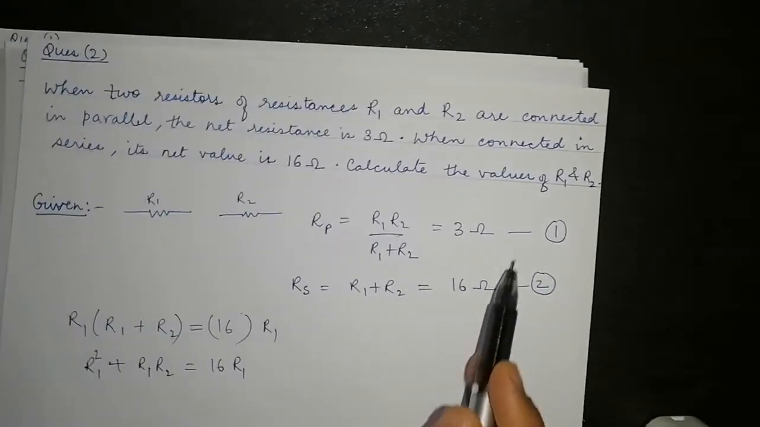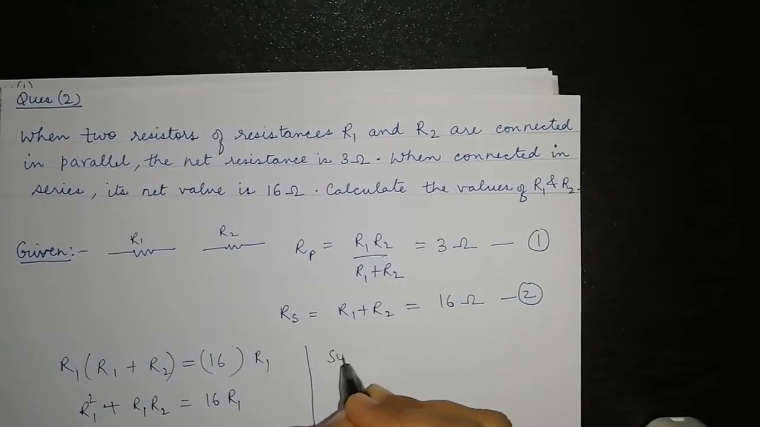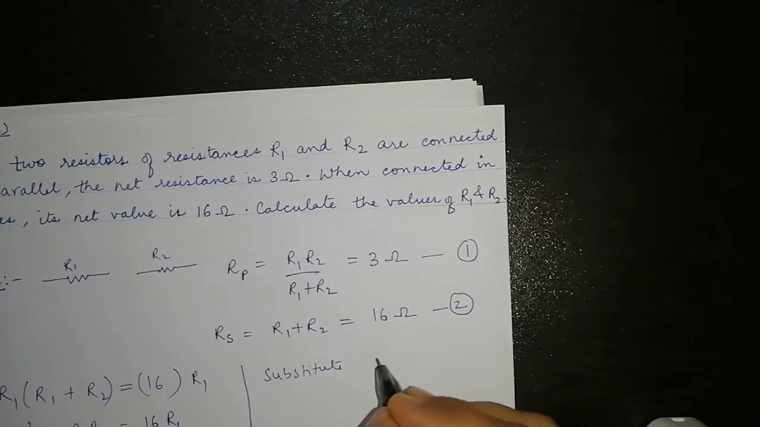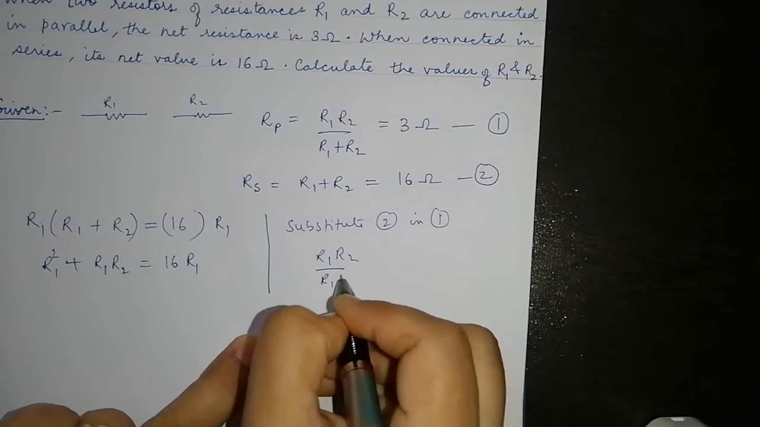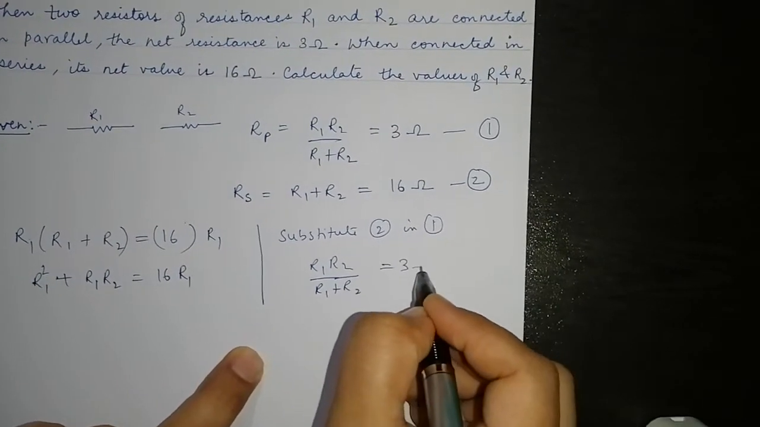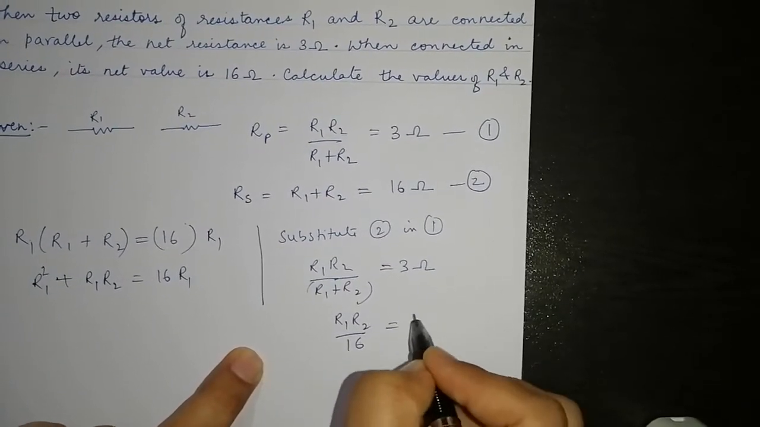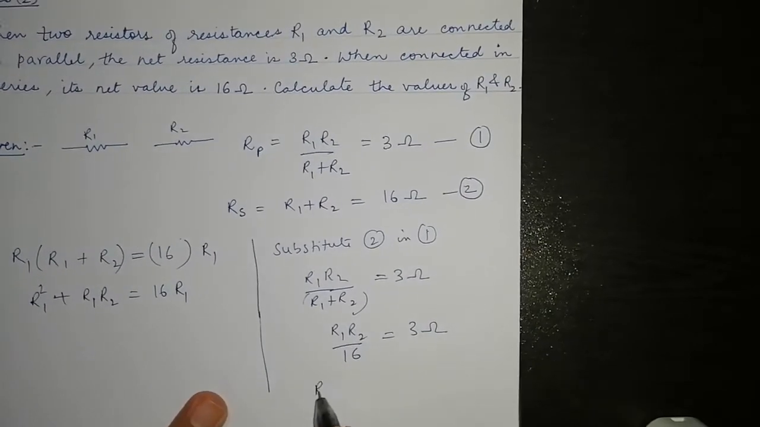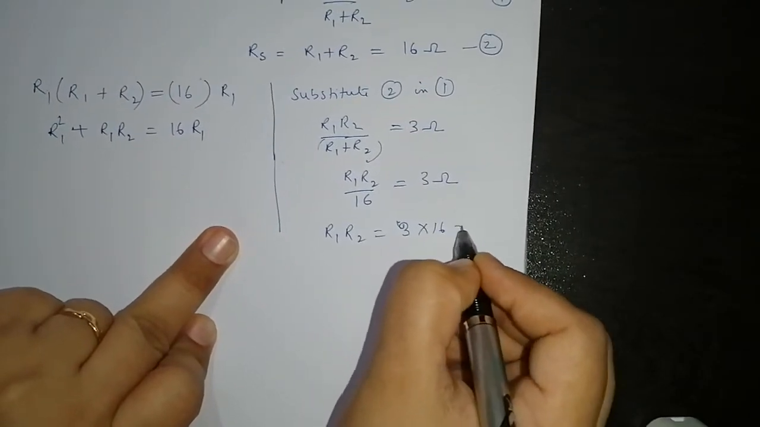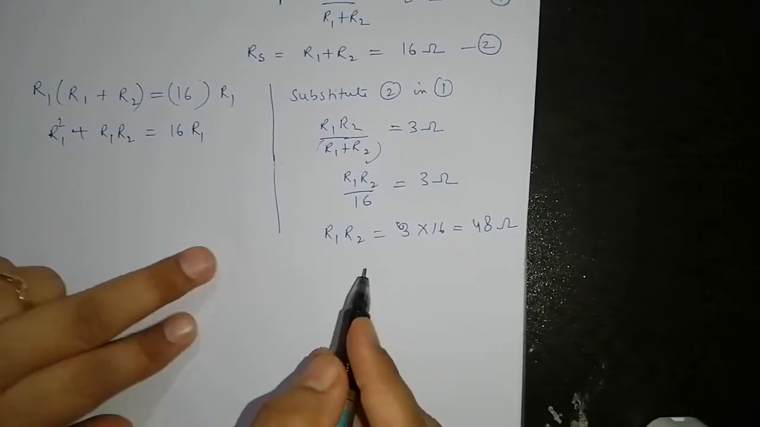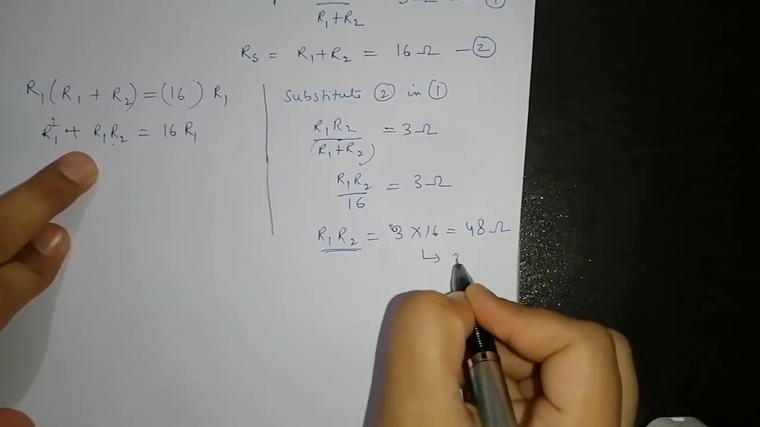Now you see here, from 1 and 2 we can find one more thing. If we substitute 2 in 1, that is R1 R2 upon R1 plus R2 is equal to 3 ohm. So here R1 plus R2 is 16 ohm. So R1 R2 divided by 16 is equal to 3 ohm. So clearly we have R1 R2 is equal to 3 ohm into 16, that is 48 ohm. Now we will put this value of R1 R2 over here. So let me call this equation 3.